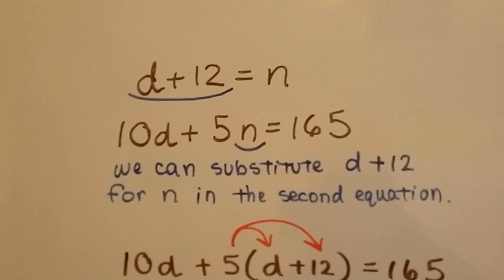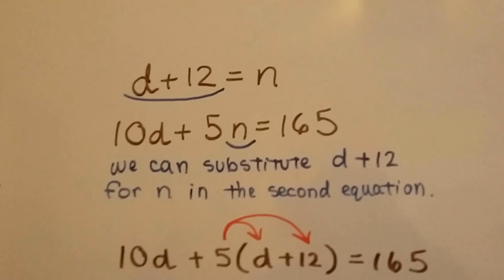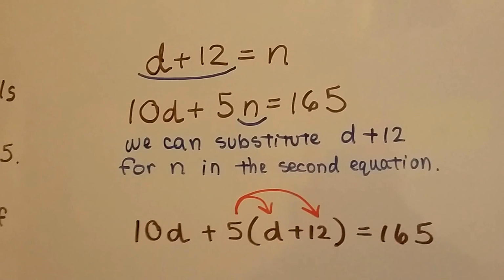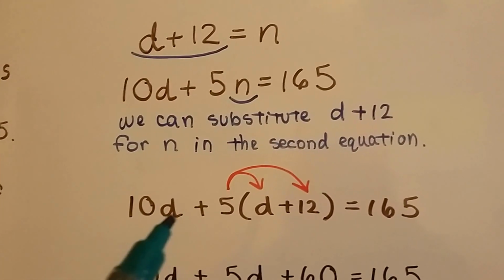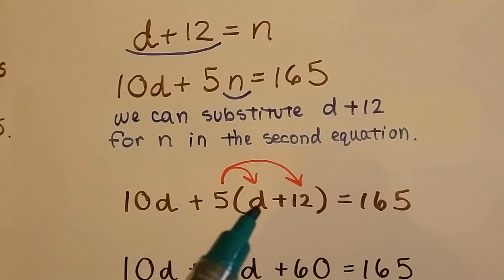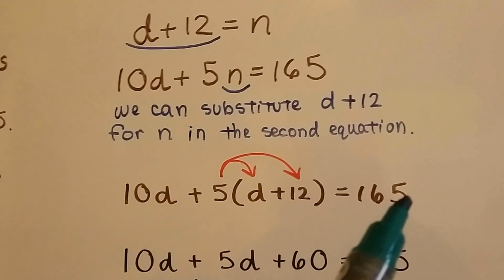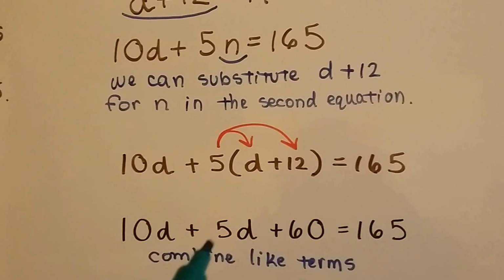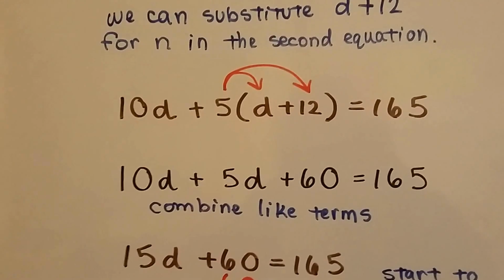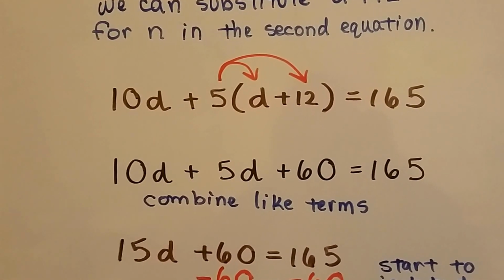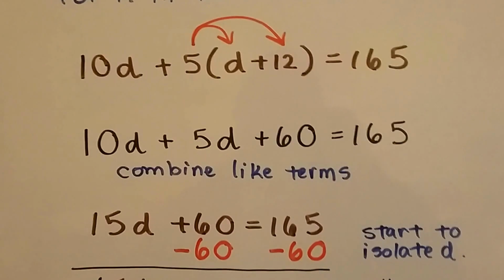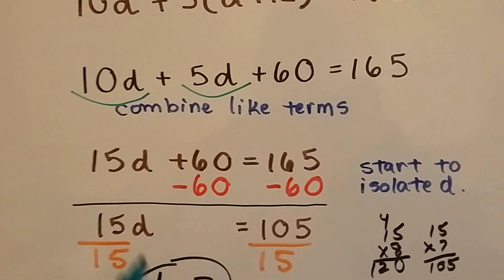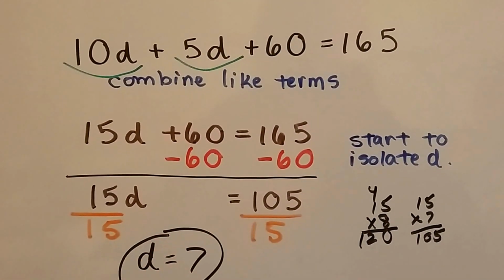Now we can substitute D plus 12 for N in the second equation. We can actually take this part of this equation and substitute it for the N there, because it equals N. Now we've got 10D plus 5, and instead of the N, we've got multiplied by D plus 12 equals 165. We have to do the distributive property here, don't we? So we get 5D plus 60, see? So now we've got 10D plus 5D plus 60 equals 165. We combine all the like terms. The 10D and the 5D can be combined, can't they? So we get 15D. So we've got 15D plus 60 equals 165.